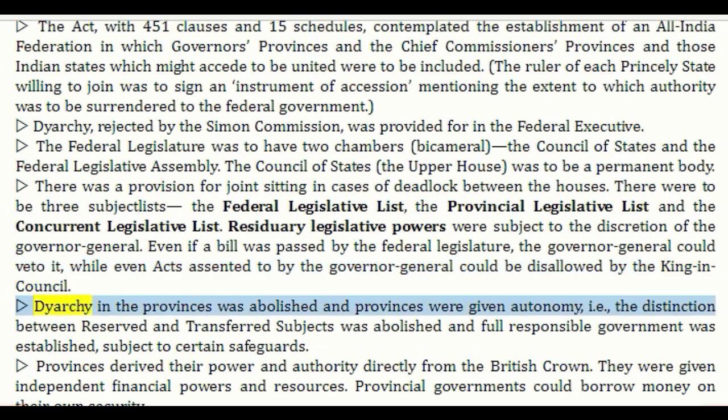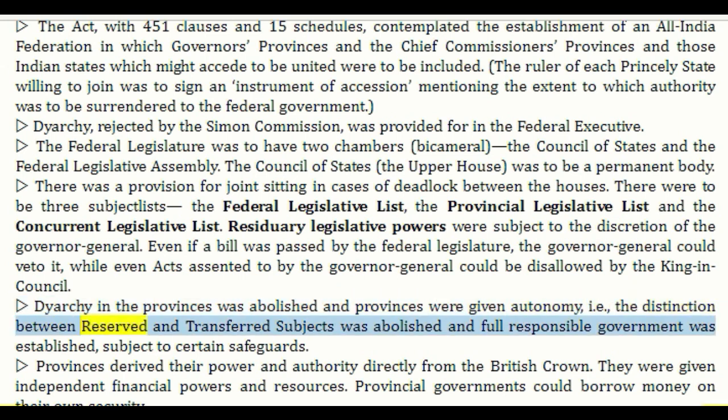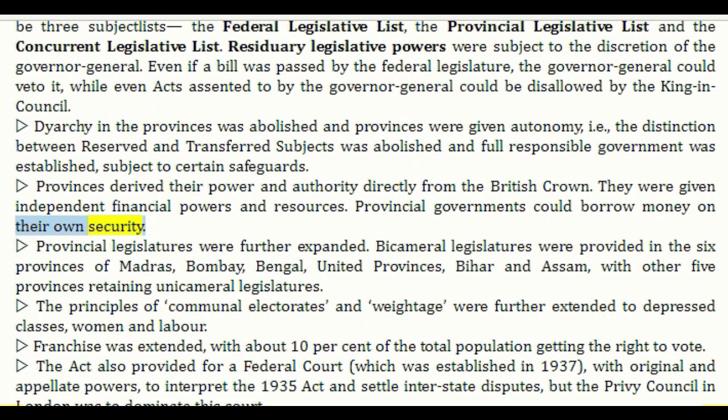Diarchy in the provinces was abolished and provinces were given autonomy, i.e., the distinction between reserved and transferred subjects was abolished and full responsible government was established, subject to certain safeguards. Provinces derived their power and authority directly from the British Crown. They were given independent financial powers and resources. Provincial governments could borrow money on their own security.